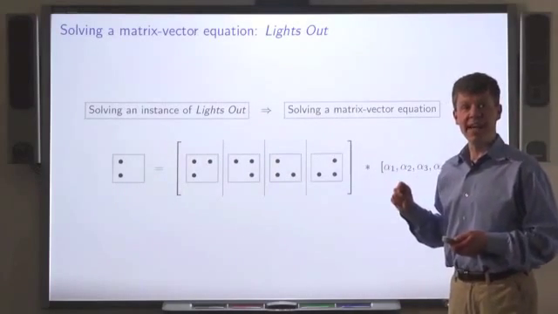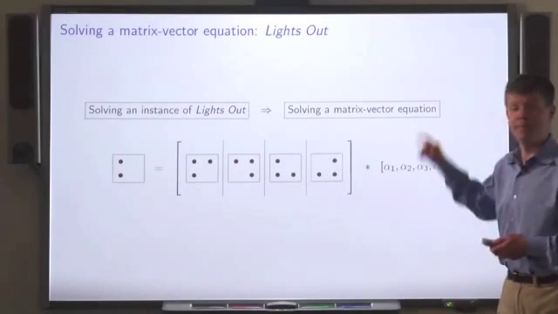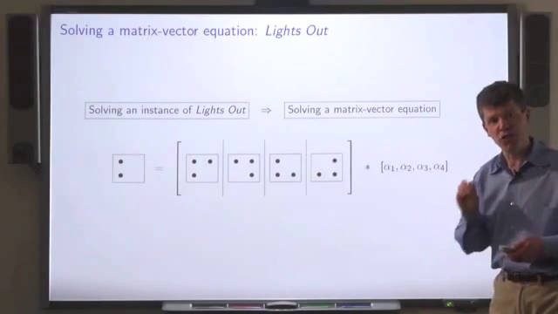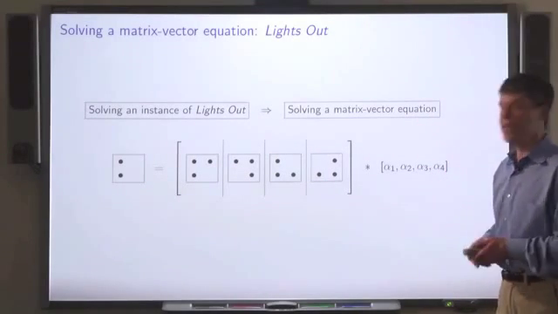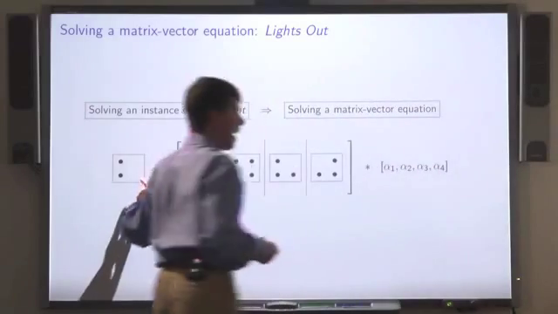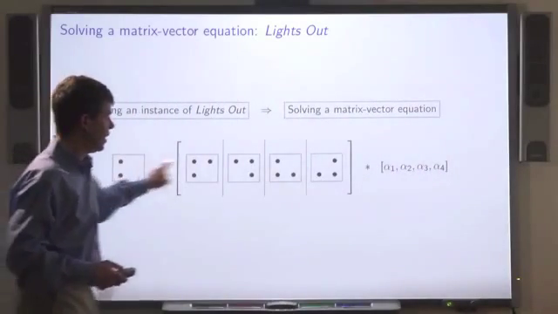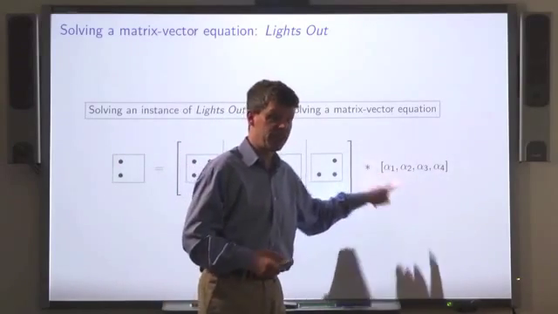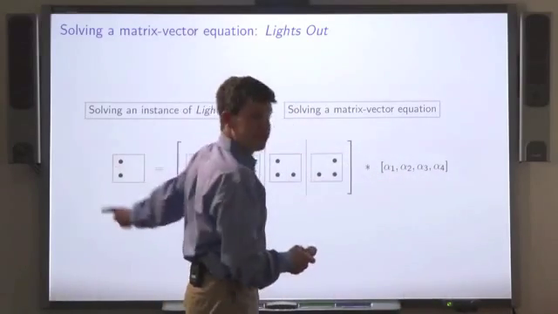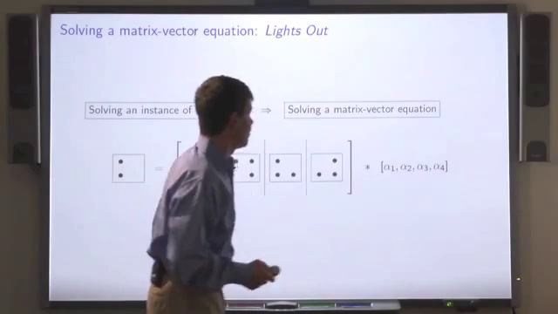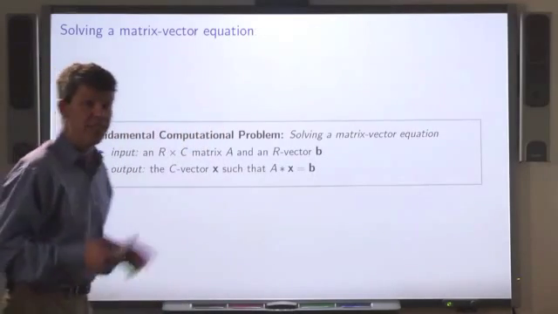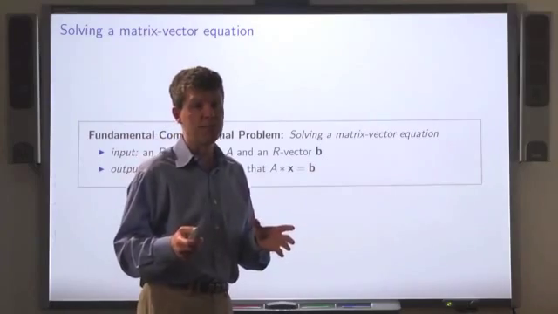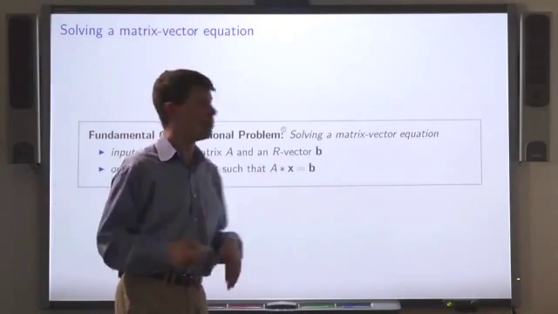Solving an instance of Lights Out, therefore, can be expressed as solving a matrix-vector equation. That is, given the desired configuration and given the matrix, find the entries of the vector such that the matrix times the vector equals that desired configuration. This is a fundamental computational problem: solving a matrix-vector equation.